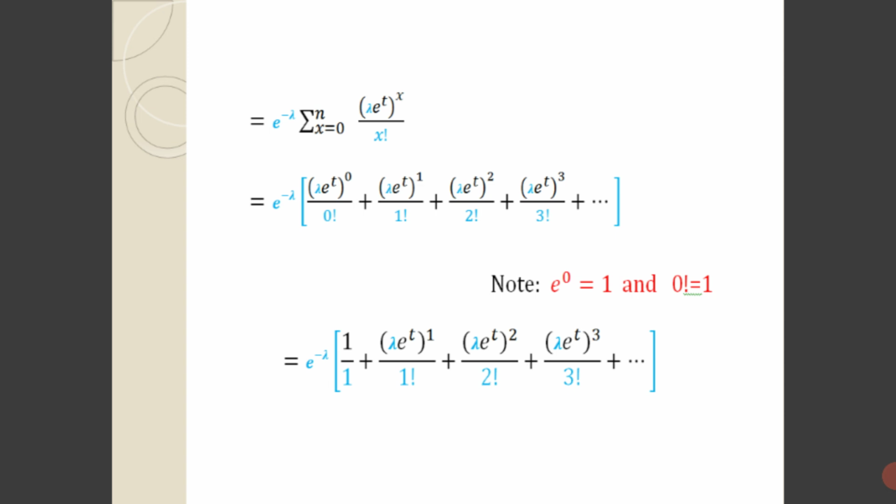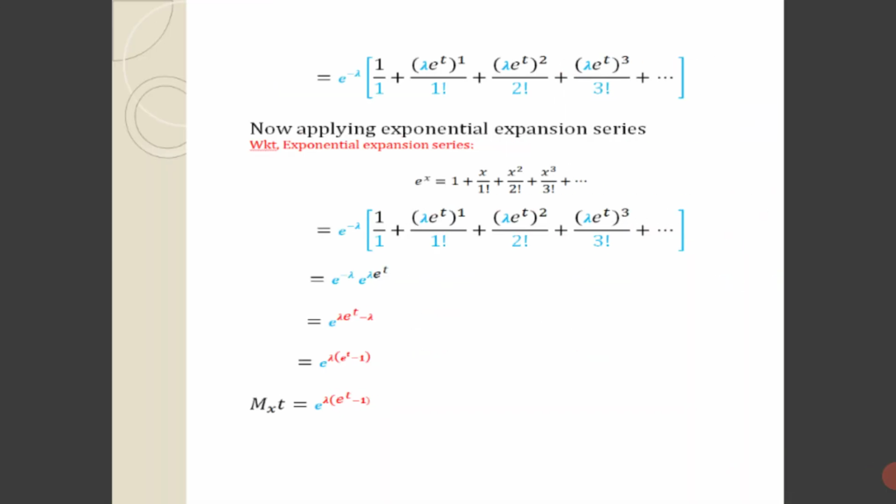Now we simplify the first term because 0 factorial is 1, and (lambda e^t) to the power 0 is also 1. So the first term is e^(-lambda) times 1 divided by 0 factorial, which is also 1, plus the remaining terms are the same: (lambda e^t) power 1 by 1 factorial plus (lambda e^t) whole square by 2 factorial plus (lambda e^t) whole cube divided by 3 factorial. The same equation is also repeated here.